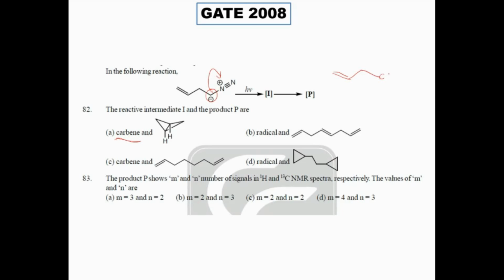So carbon, and you have only one hydrogen attached, okay? So you have only one hydrogen attached. So you have this carbene. Next, what will happen? Next, what will happen?